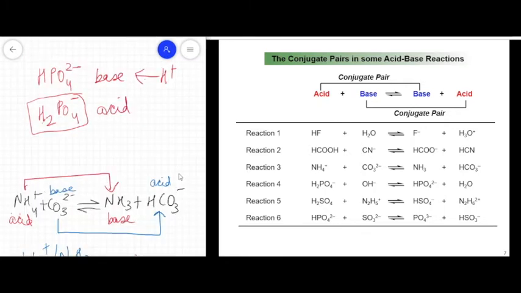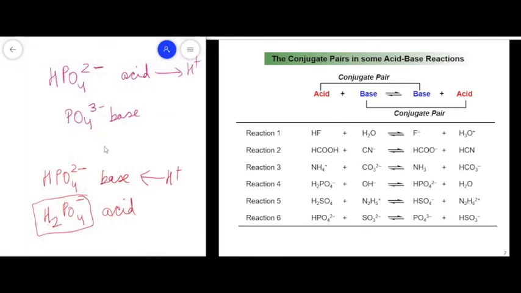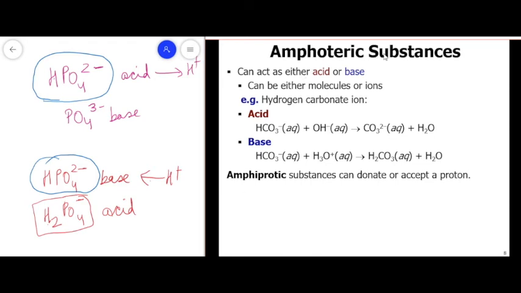Now let me pull this back right here. You see how in this particular example we had HPO4 2 minus right here that I said acted as an acid, right? And in this case, we had HPO4 2 minus, and I said this is a base. So the same compound, nothing has changed. It's HPO4 2 minus. This is an acid, whereas in this particular case, it's acting as a base. Such substances that can act both as an acid or a base are called amphoteric substances. Depending on what the other reactant is that it's reacting with, these compounds can act either as an acid or as a base.